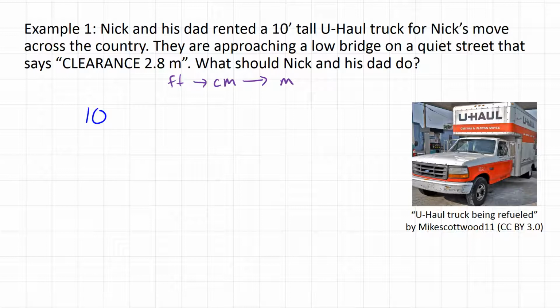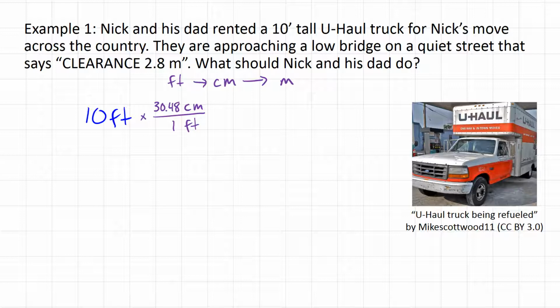So we're starting with 10 feet and we need to start by converting that into centimeters. So feet on the bottom to cancel feet, centimeters on top to end up with centimeters, and for every 1 foot there's about 30.48 centimeters. That's step 1. That gets us from feet into centimeters.